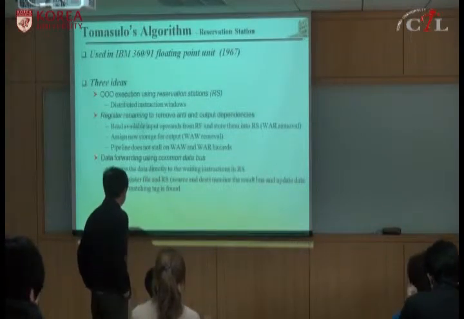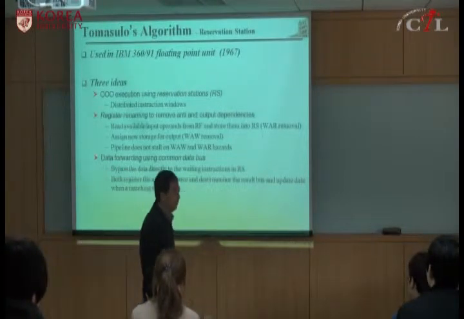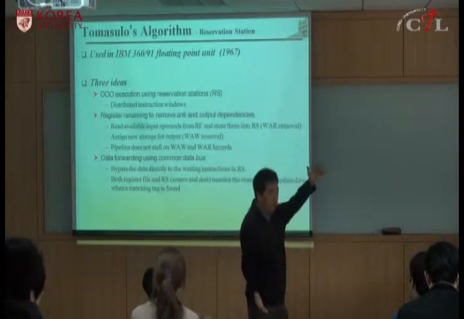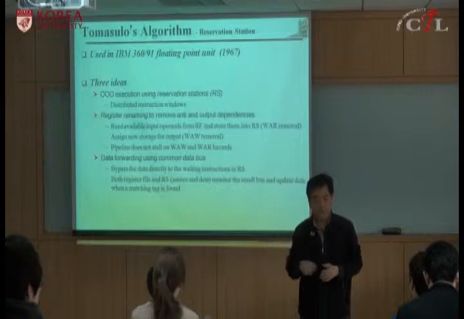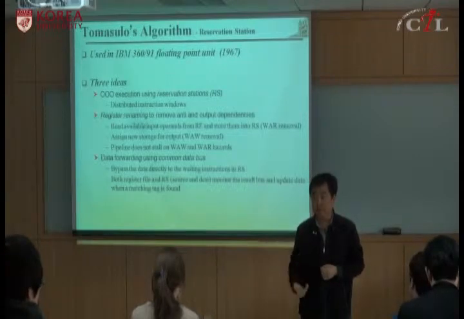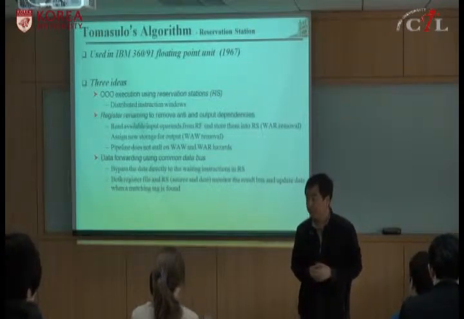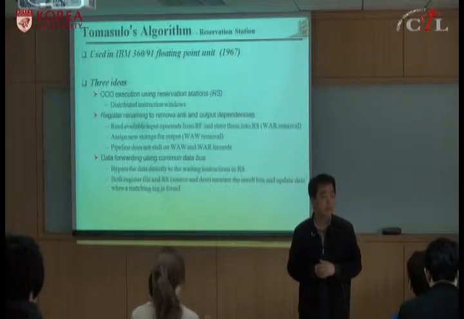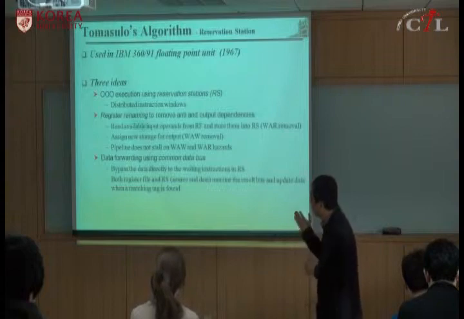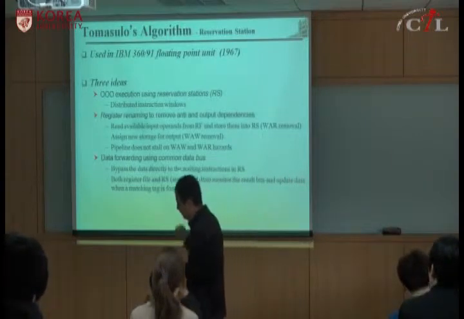So if you have a pool of many physical registers, every time you are trying to write, you can allocate a new register to an instruction. Okay? Then you can eliminate all these write after read or write after write dependences.